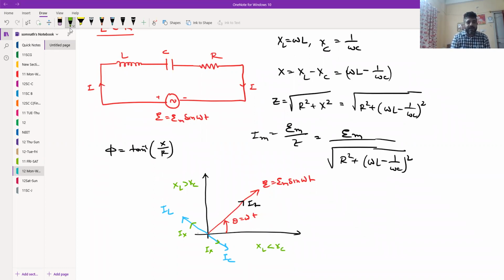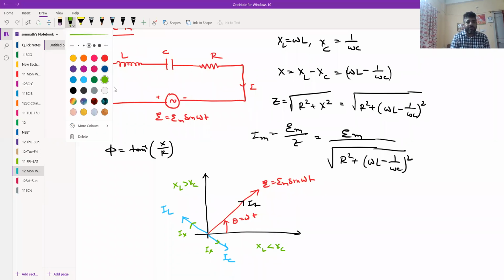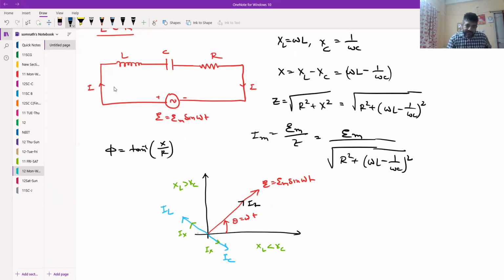So from that we can say my resultant of these two is either this one, I final, or that is the IZ, hope you remember. So it could be plus phi or minus phi, again depending on the situation. Situation means what is given, XL greater than XC or XC greater than XL. If XL is greater than XC, then plus.